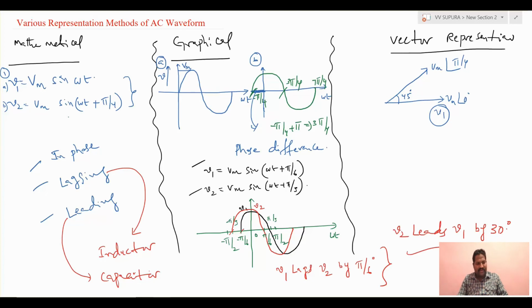At this point, if you see the graphical representation, you are able to say which waveform is leading and which is lagging. Here I can clearly observe from the graphical representation that V2 starts earlier than V1. How many degrees earlier? 30 degrees. So that's why V2 leads V1 by 30 degrees, or V1 lags behind V2.